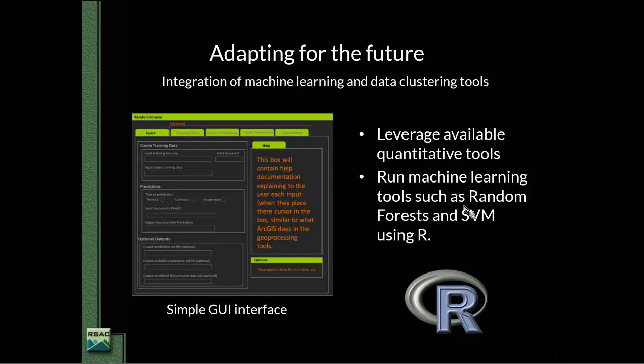One thing we're trying to do is adapt to the future. We want to integrate some machine learning and data clustering tools out there to really push the toolkit towards more of a quantitative analysis tool on the mapping.